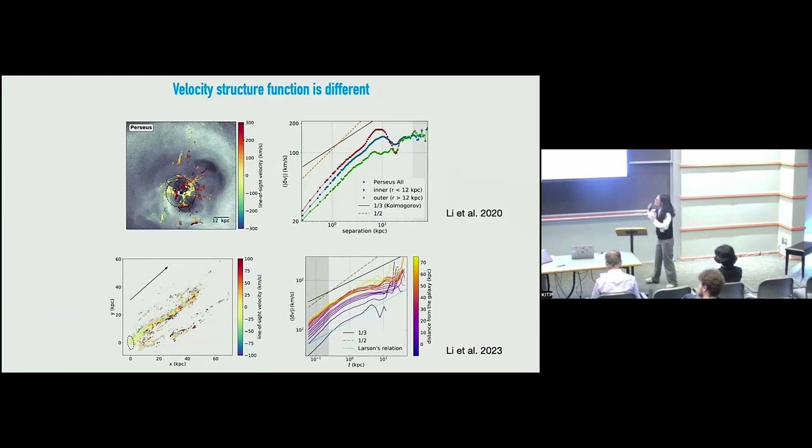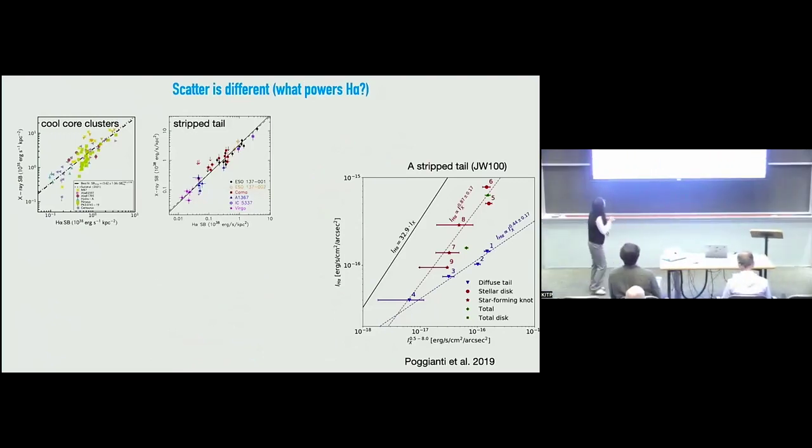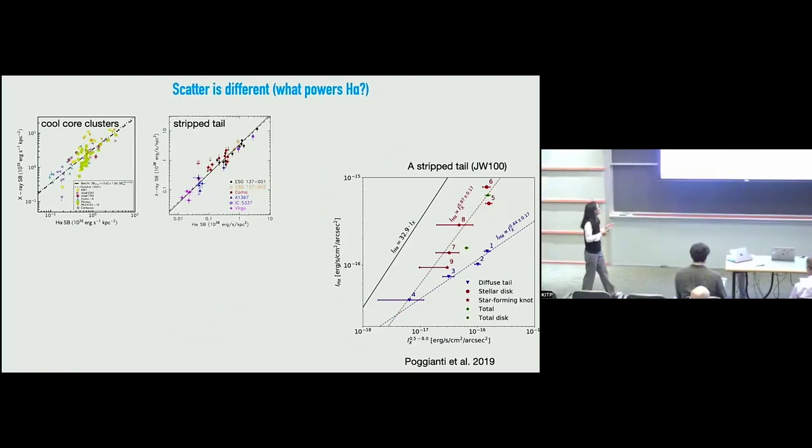the velocity structure function. And another key difference is the scatter is different. The cool core cluster has larger scatter. And I have to say that some of the scatter may be artificial, maybe our method is not so ideal at isolating filaments. But some of the scatter is definitely real and it's very meaningful.